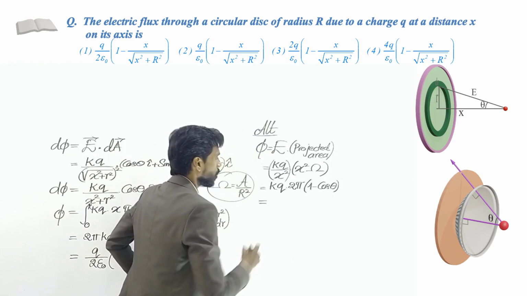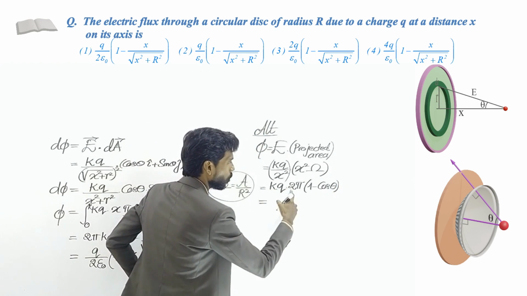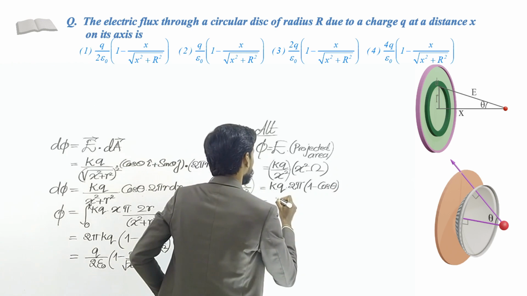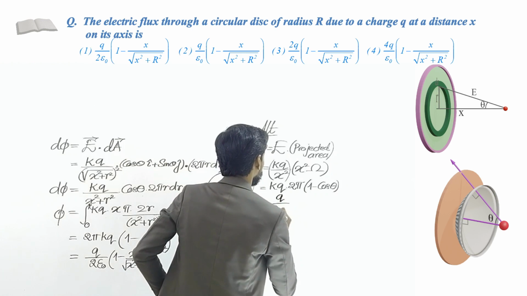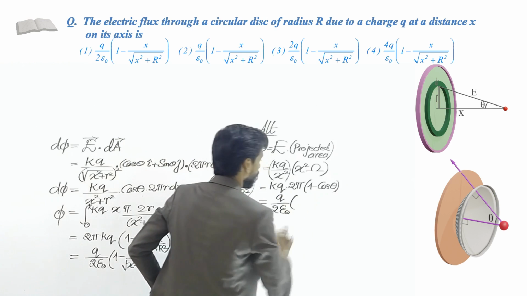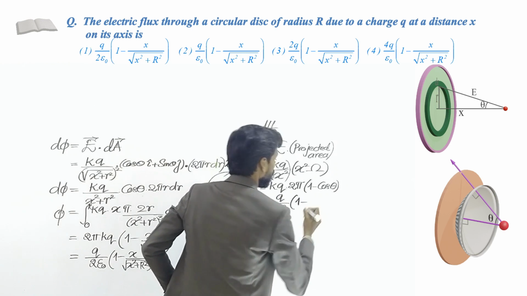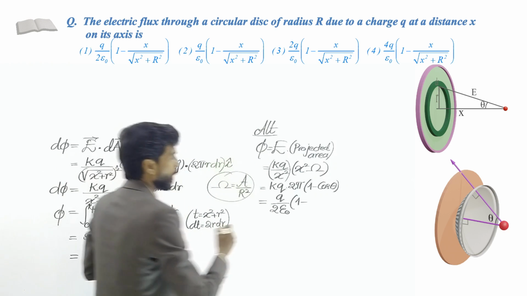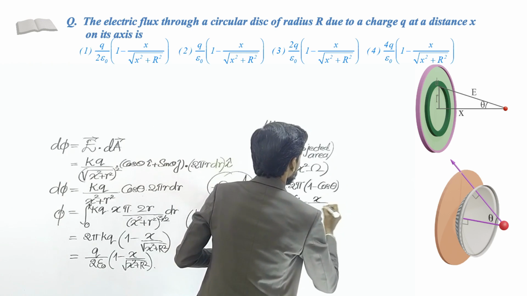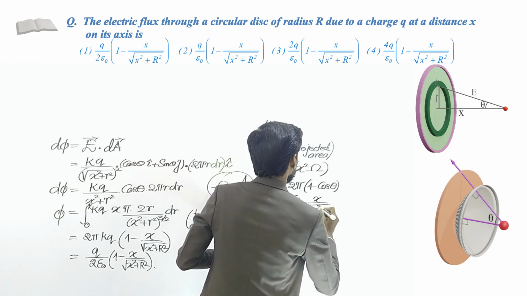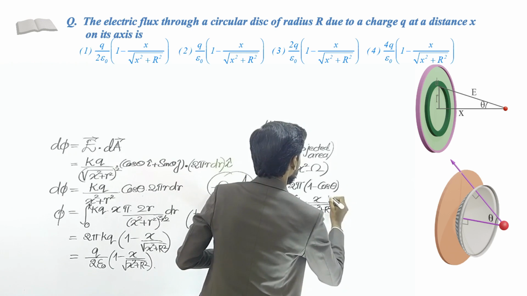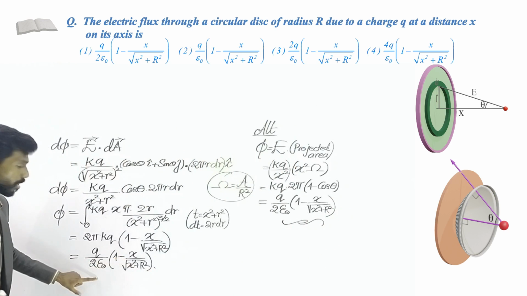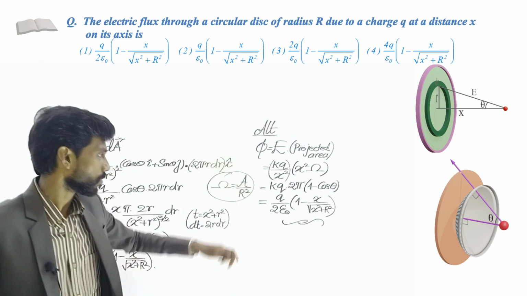So this becomes kq, again the same thing, times 2 pi. k can be written as 1 divided by 4 pi epsilon 0. So that will become q divided by 2 epsilon 0 multiplied by 1 minus cos theta. Cos theta can be written from that triangle again. That is simply x divided by square root of x squared plus r squared. That is the answer. Same answer we got here also.